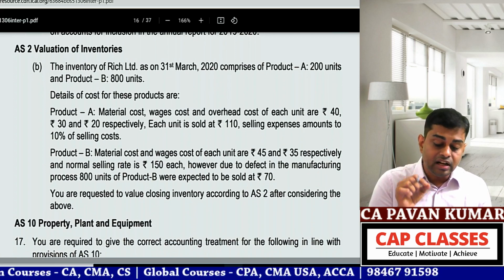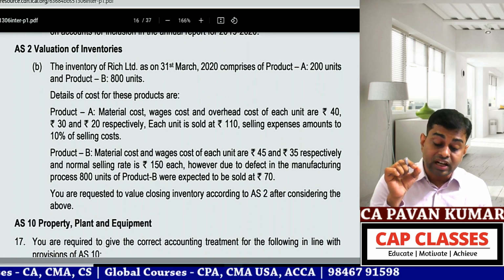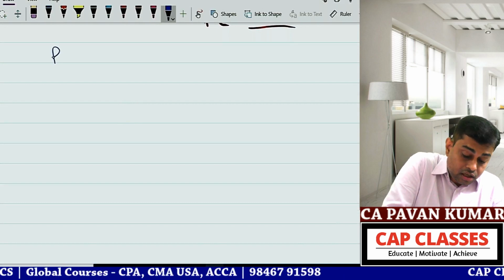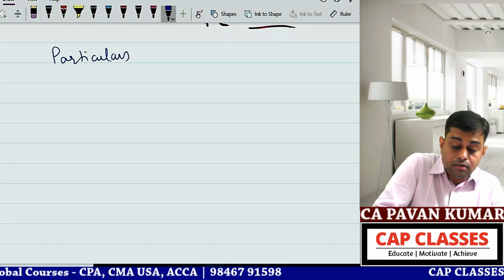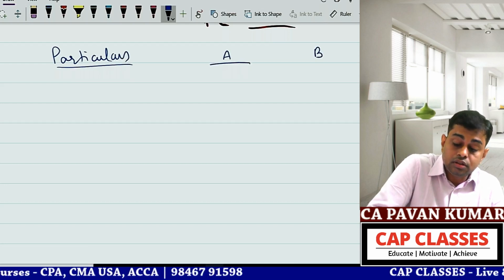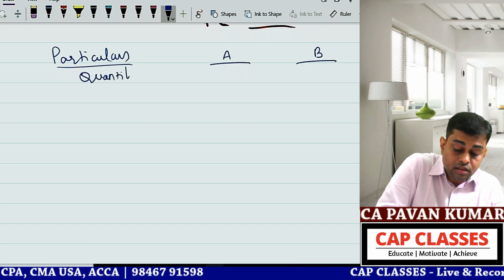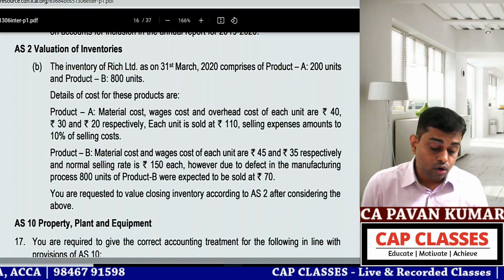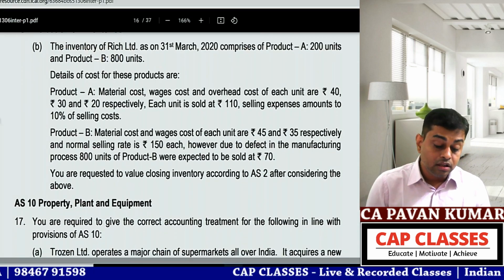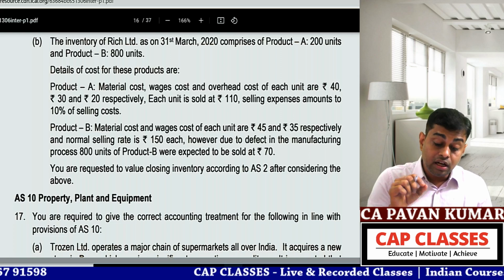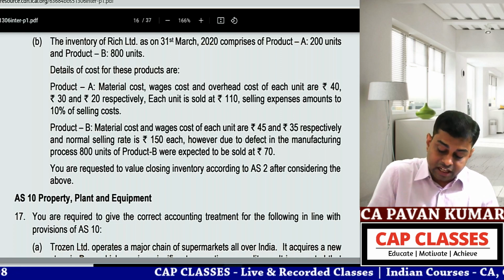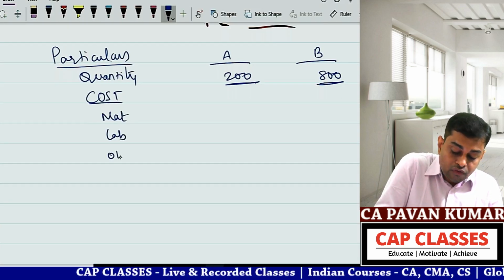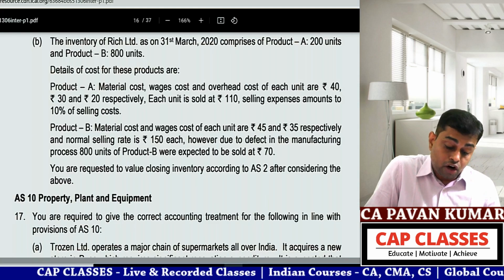The inventory of Rich Limited as on 31st March 2020 comprises product A 200 units and product B 800 units. So, particulars: product A, product B. What is the quantity? Here A 200, B 800 units. The cost of these products for product A: material, wages, overheads are 40, 30, 20 respectively. Cost: material cost, labor cost, overhead cost. How much? 40, 30, 20.